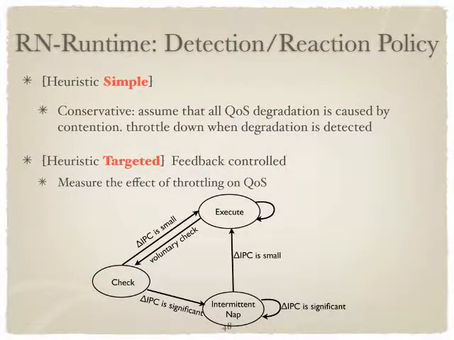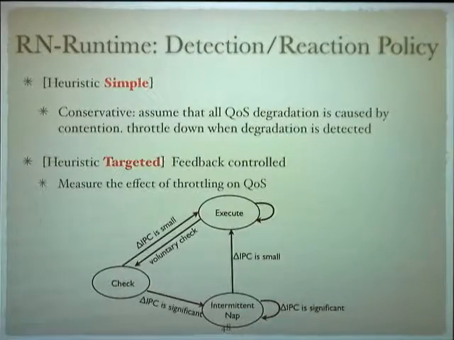Another way is let's do it feedback controlled. So we have different states. We execute for a while. Then we go to the check state to see whether napping, or our technique, will potentially have an impact on the QoS. If it does, then we continue to nap. If it doesn't, which means maybe there's QoS degradation, but that's not necessarily caused by contention, because our technique is not going to be able to reduce this contention or improve this QoS. So it's not necessarily caused by contention. So we just let the low priority application execute.